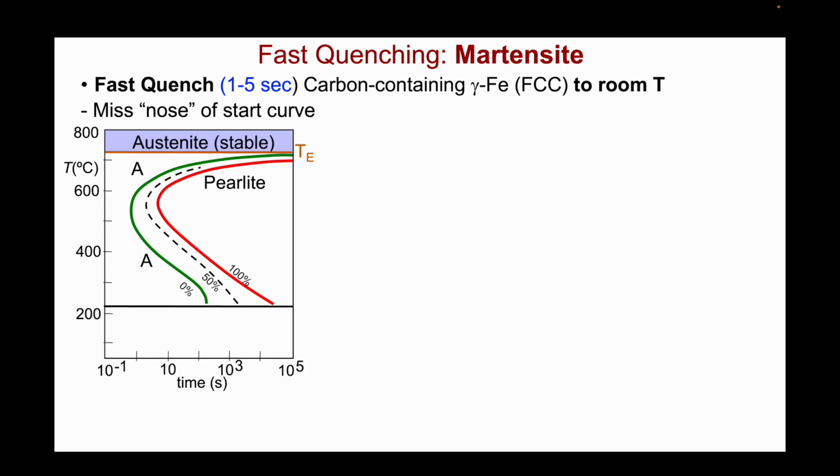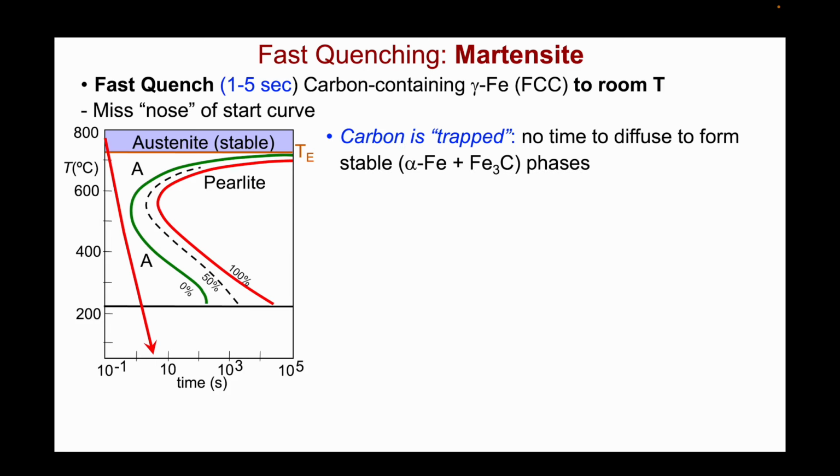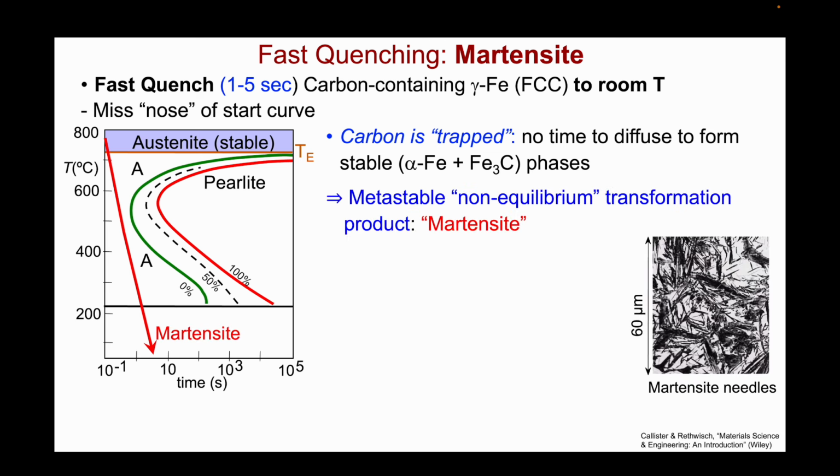We had seen previously for liquid solidification, a very fast cool that bypasses the nose of the start curve enables the formation of metastable amorphous glass solids. For the Fe3C system, a very fast quench of carbon-containing gamma iron traps the carbon atoms in the gamma phase, and prevents them from diffusing to form the stable alpha iron plus Fe3C phases because it's cooled so fast. This results in a very interesting transformation to a metastable non-equilibrium phase called martensite.